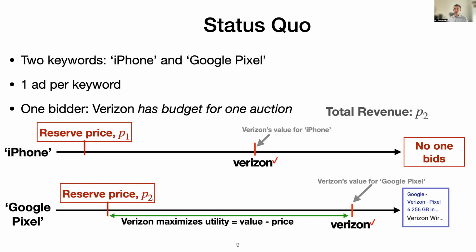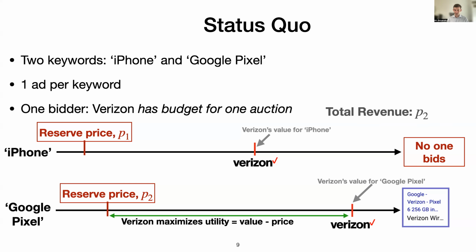In this case, we're going to have two keywords: the iPhone keyword and the Google Pixel keyword that individuals search, and we're going to have one ad that displays for each keyword. We're going to have one bidder to simplify things. Of course, this is a very stylized example to showcase how interference can affect experimental designs. The bidder will be Verizon, and Verizon is going to bid on the auction that maximizes their utility. We're going to assume that they have a budget constraint so that they can only ever bid on one auction. Utility is given by the value minus the price, since it's a second price auction. Verizon chooses to bid on the Google Pixel keyword, and we get revenue P2, since they pay the reserve price.